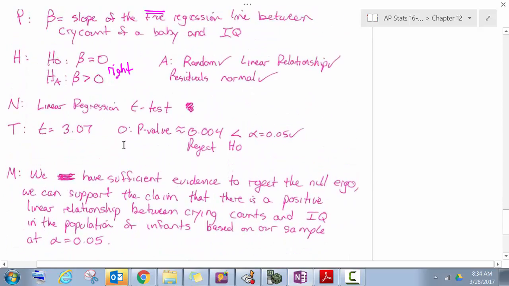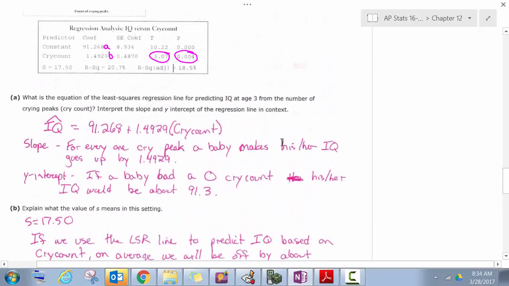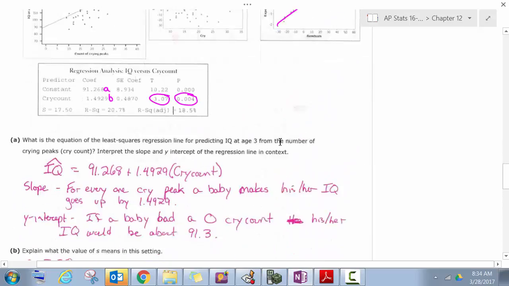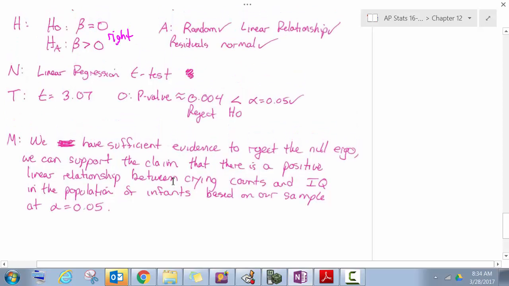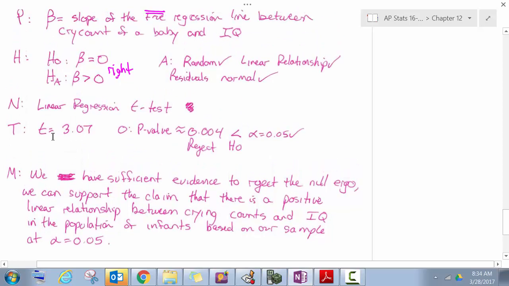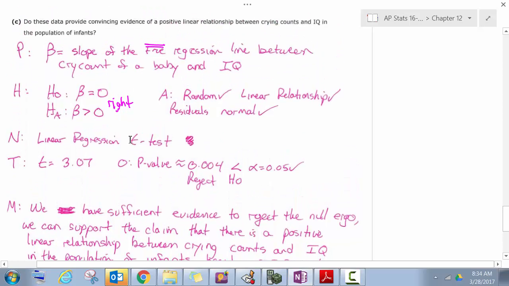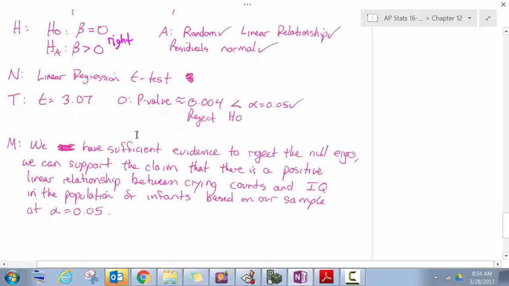So t is 3.07, p-value is approximately 0.004, which is very much less than our alpha of 0.05. So we have sufficient evidence to reject the null, ergo we can support the claim that there is a positive linear relationship between crying counts and IQ in the population of infants based on our sample at alpha equals 0.05. So very similar to what we've been doing. They give us the t, they give us the p, they basically give us everything. We don't have to worry about too much of anything.